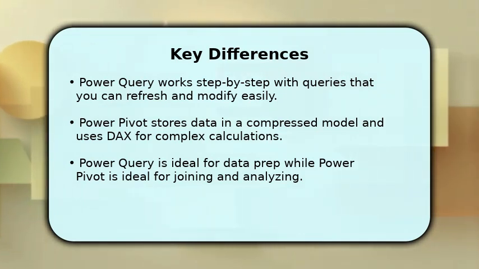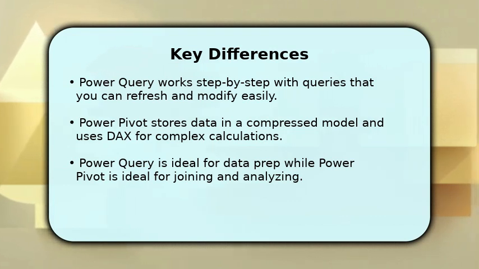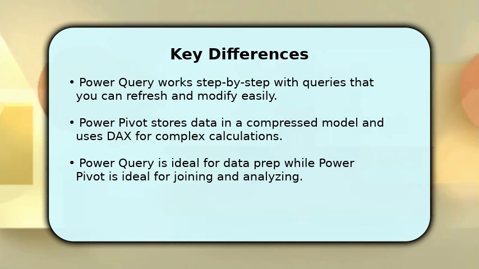Pay attention as I walk through how each tool treats data differently and why that matters for speed and scale. I'll show how Query handles messy sources and how Pivot uses relationships and DAX for aggregations. You'll get simple heuristics to pick the right tool for ETL, modeling, or combined workflows to streamline your reporting process.